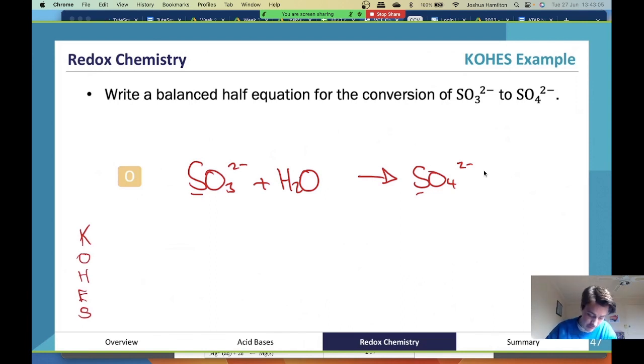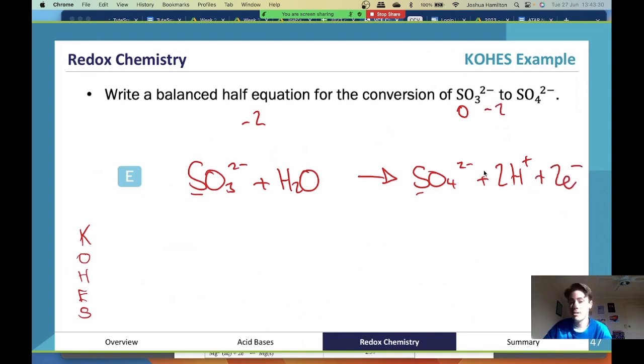Now I need to balance my hydrogens. I added 2 hydrogens into the left. I've got none on the right, so I need to add 2H+. Now I need to balance my charges, so my electrons, my E. Balancing my charges, I've got -2 on the left, and on the right I've got -2 plus 2, so I've got 0. I need to add -2 to this side, so I'm going to need to add 2e minus. That is my overall equation.